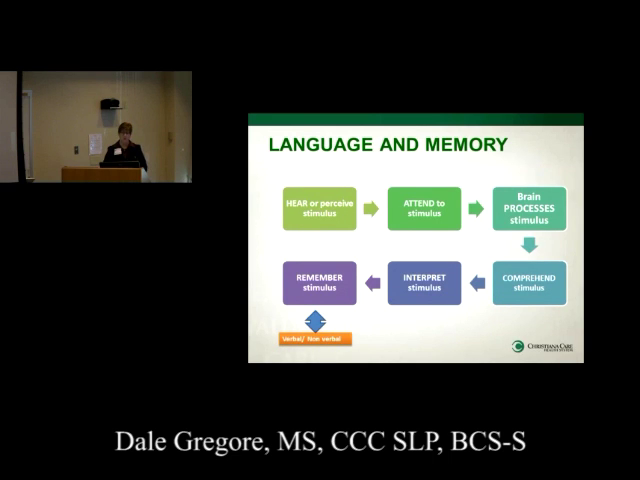And then there's memory. We know that there are different types of memory. We have our working memory, our linguistic memory, our procedural memory. That can be affected at any level and impair the patient's performance, again, in therapy, for recalling their medications, for safety awareness.